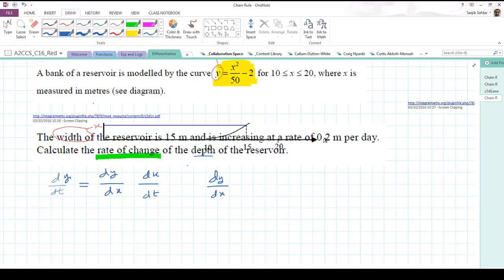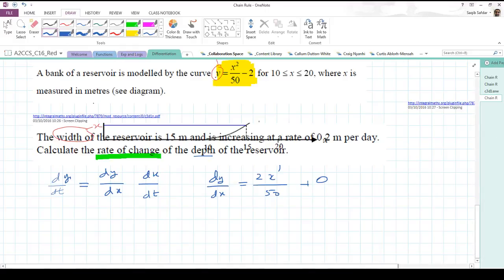And so therefore, we can differentiate that, bring the power down, take 1 away from the power. And what happens to the 2? When you differentiate the 2, it's gone. Okay. So there's our dy over dx, that's done. Can we work out the dx over dt?